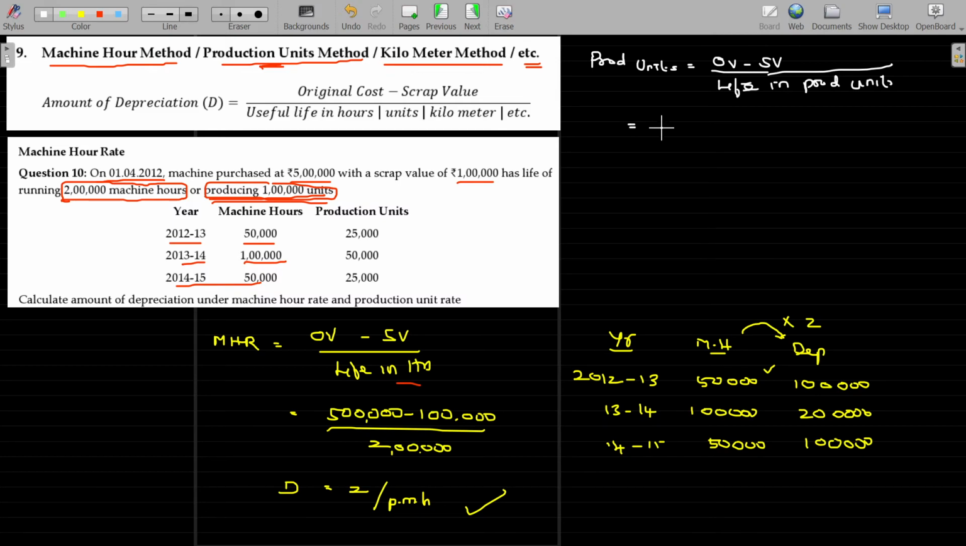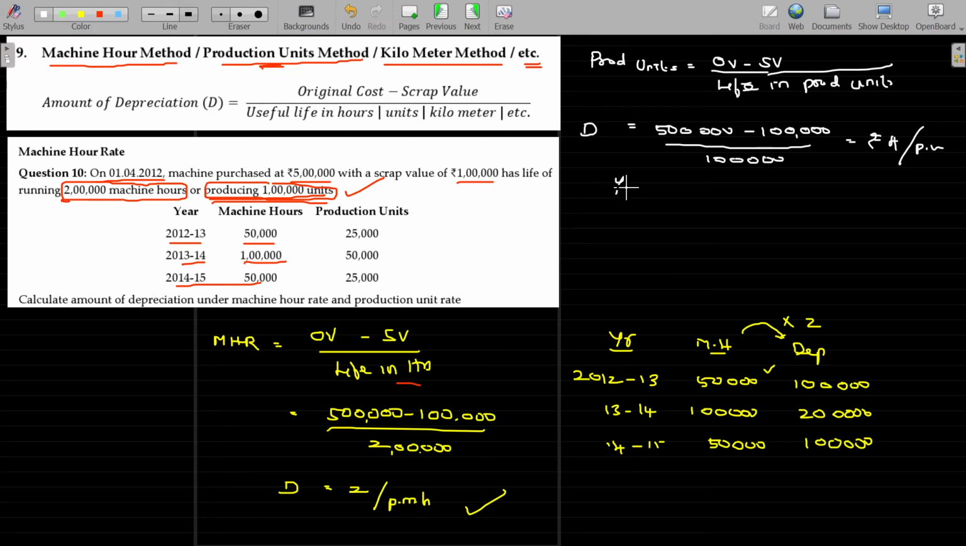Original value being 5 lakhs, scrap value being 1 lakh, life in production units here being 1 lakh units. So divide that by 1 lakh. Then the value here being how much? Rupees 4 is the depreciation per unit.